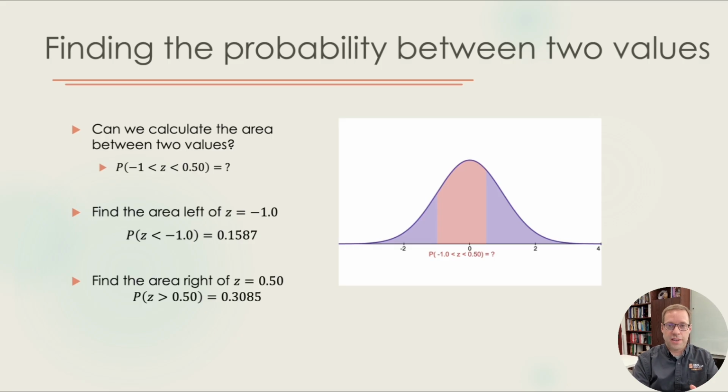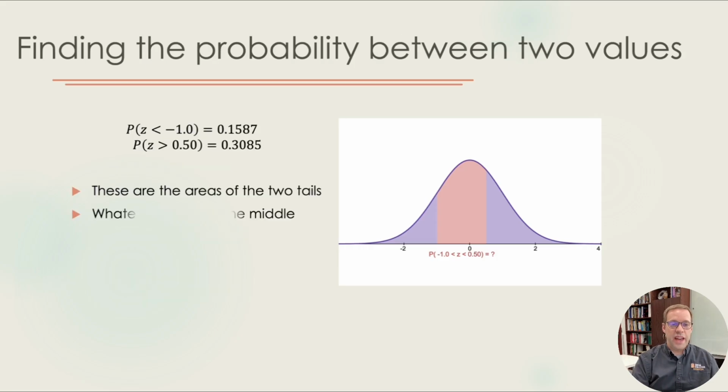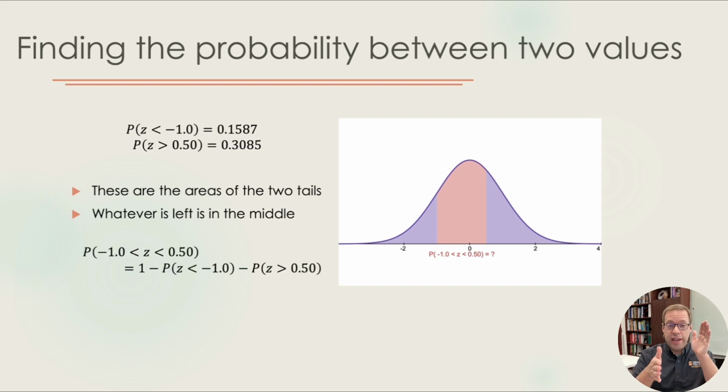Again, I'll show you how to calculate these in the next few videos. But for now, we want the concepts. We find the area of the left tail, we find the area of the right tail, then what is left is in the middle, in between those two numbers. So why don't we just do that? The probability of having something between -1 and positive 0.5 will be the total area of 1, subtract out the left tail, and subtract out the right tail.